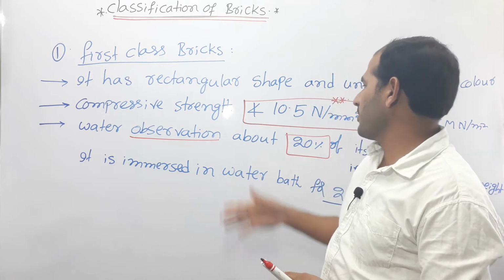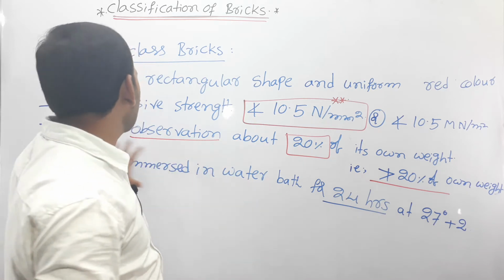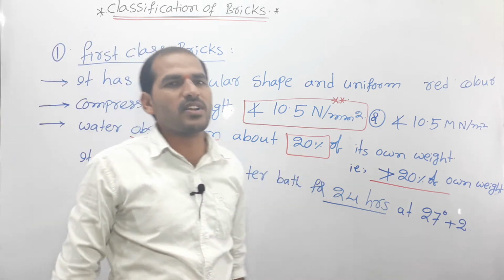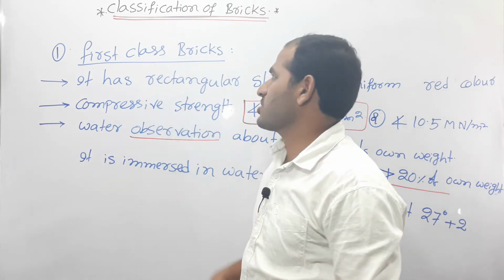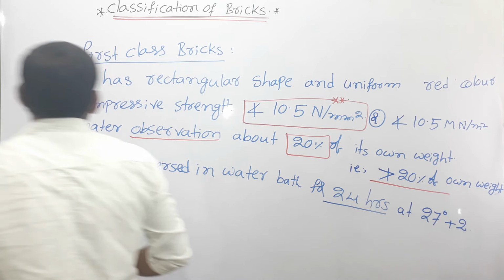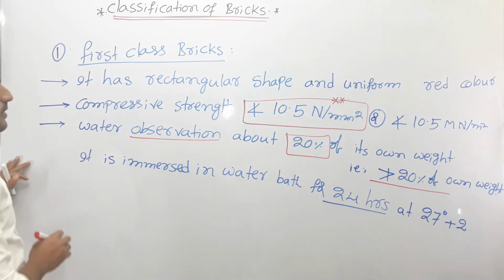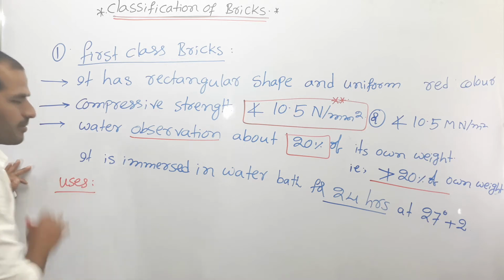Final weight minus initial weight is the water absorption. This water absorption is 20% of its own weight. So that is the first class brick. Now, where is this first class brick used? The uses of the first class brick.